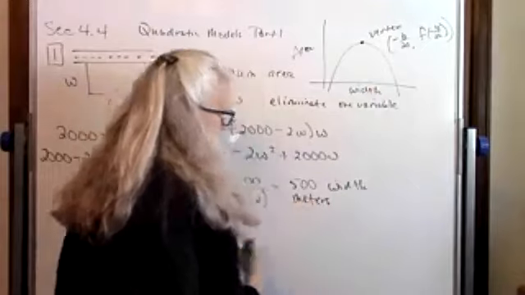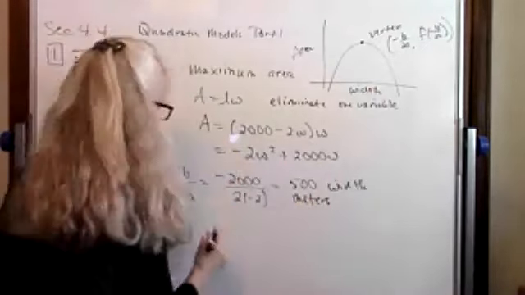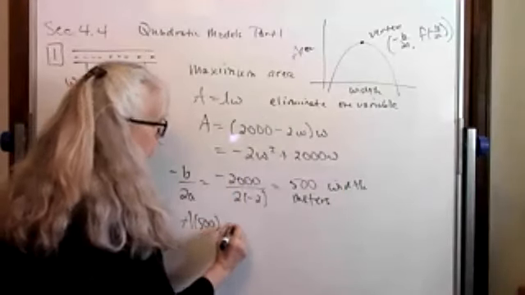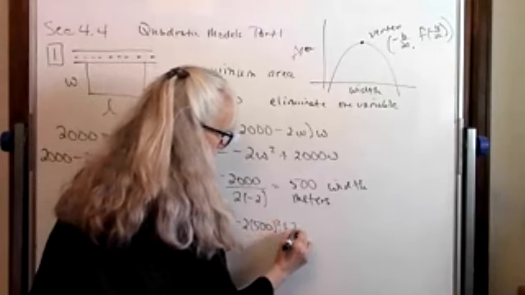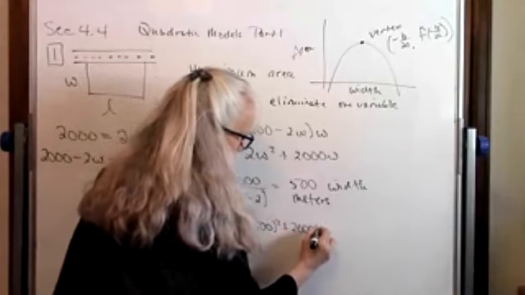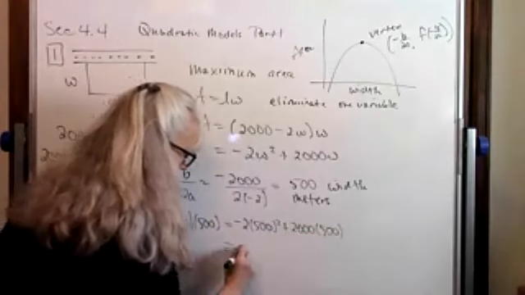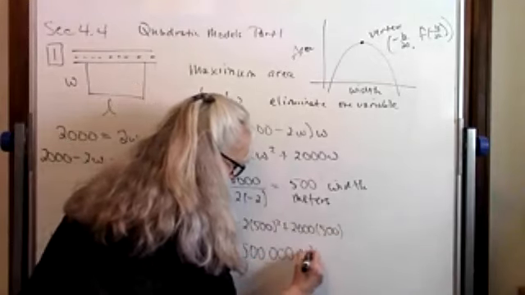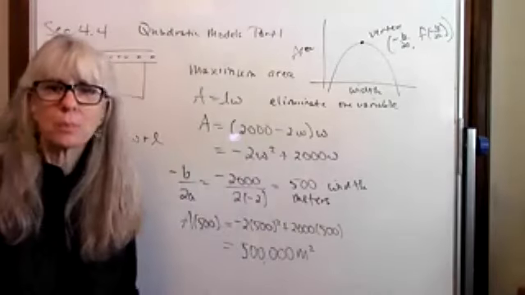Now they're asking us to find the area. We need the largest area. So we'll take that 500 and put it back into the function. So we're going to find A of 500. Negative 2 times 500 squared plus 2,000 times 500 comes out to be 500,000 meters squared. And that's our maximum area. And that's your first formula in the fence problem.